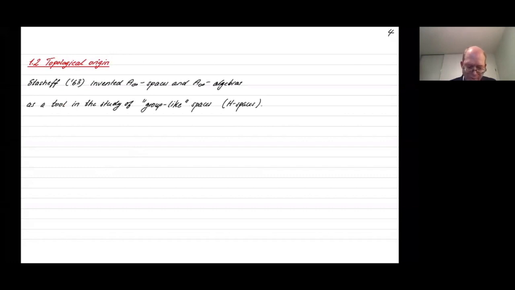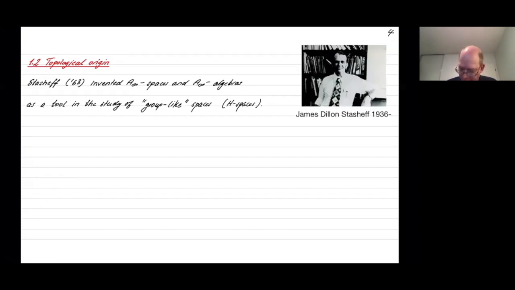Okay, well, A-infinity algebras were invented by James Stasheff. A-infinity spaces and A-infinity algebras were invented by James Stasheff in '63. And he invented A-infinity spaces as a tool in the study of group-like spaces, spaces endowed with a multiplication associative up to homotopy, so-called H-spaces.